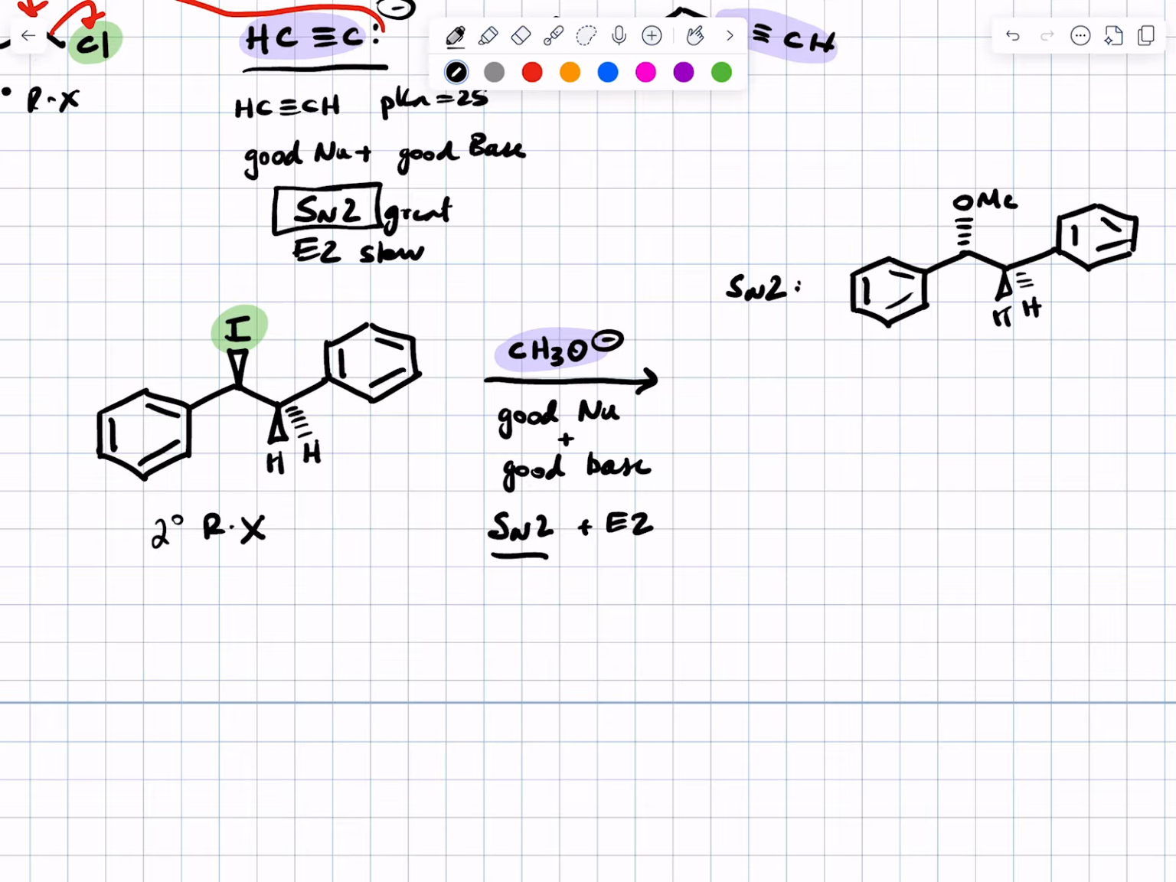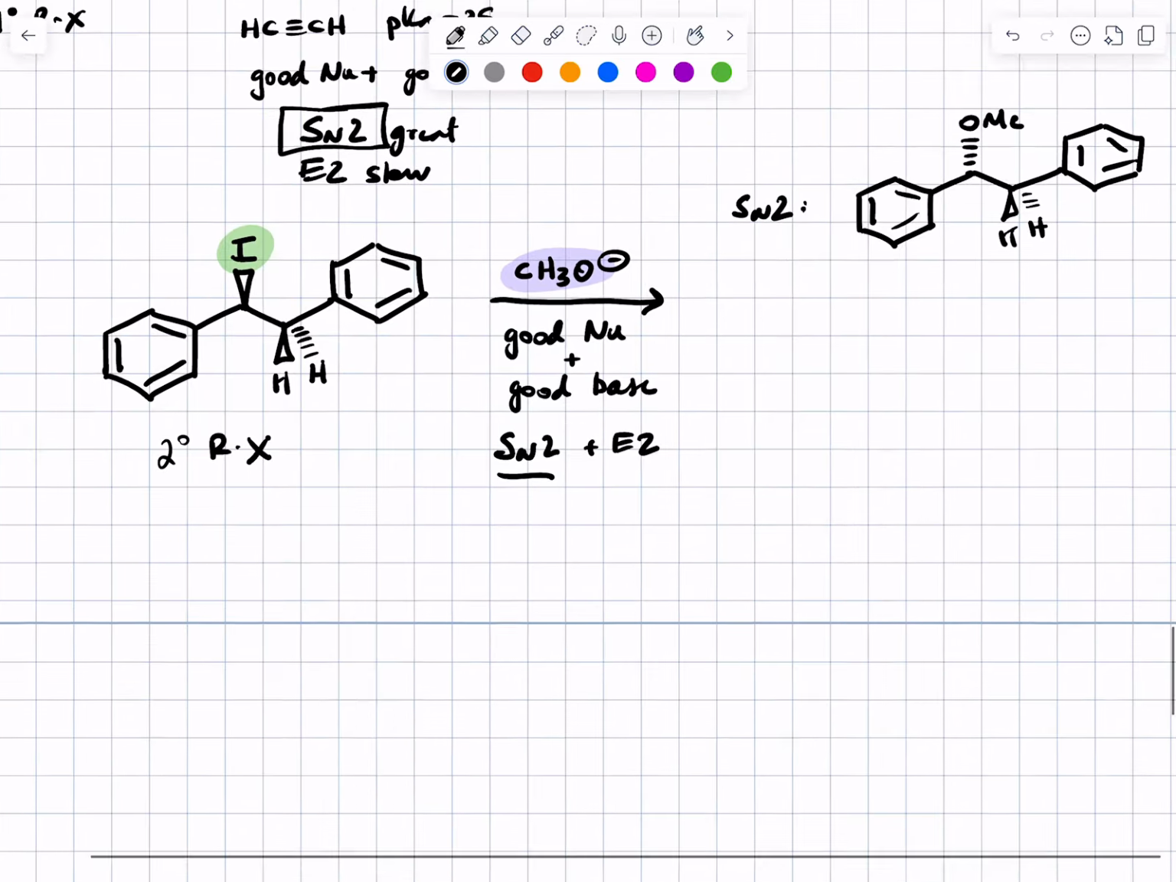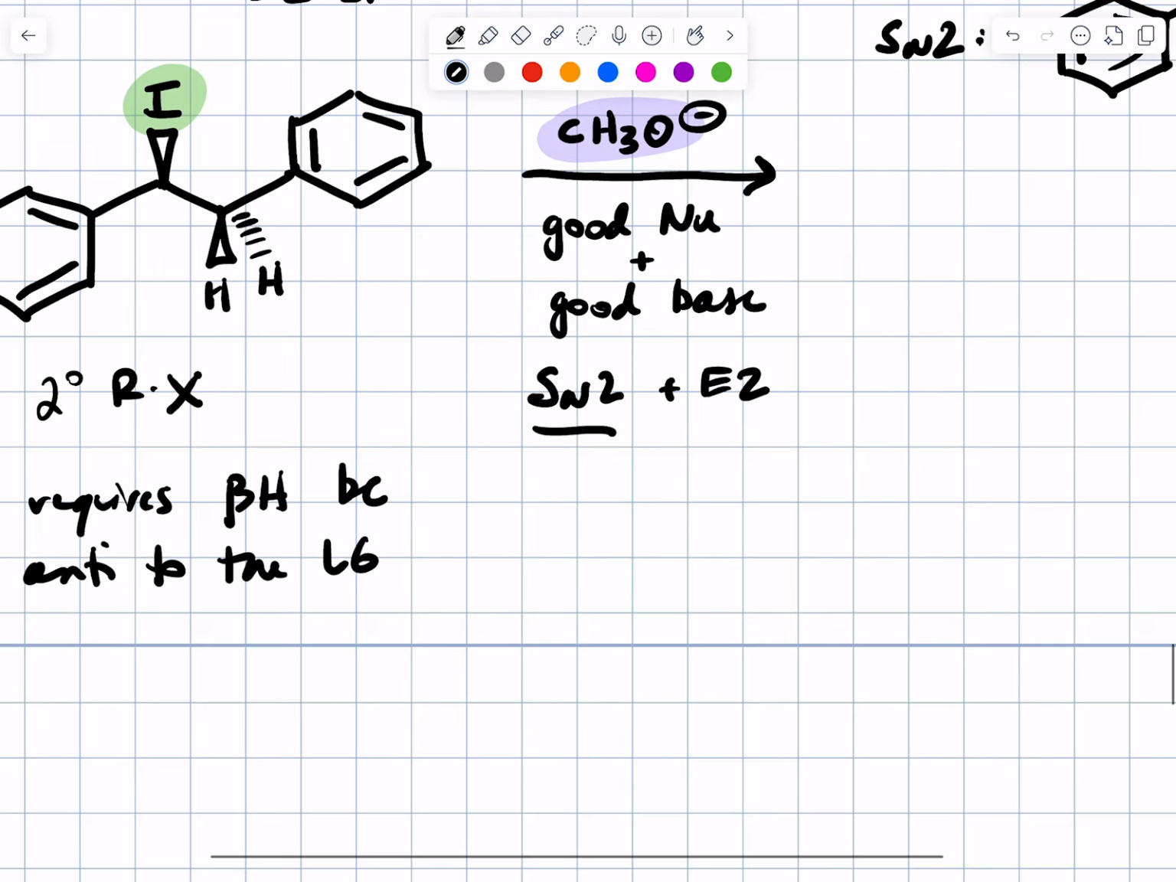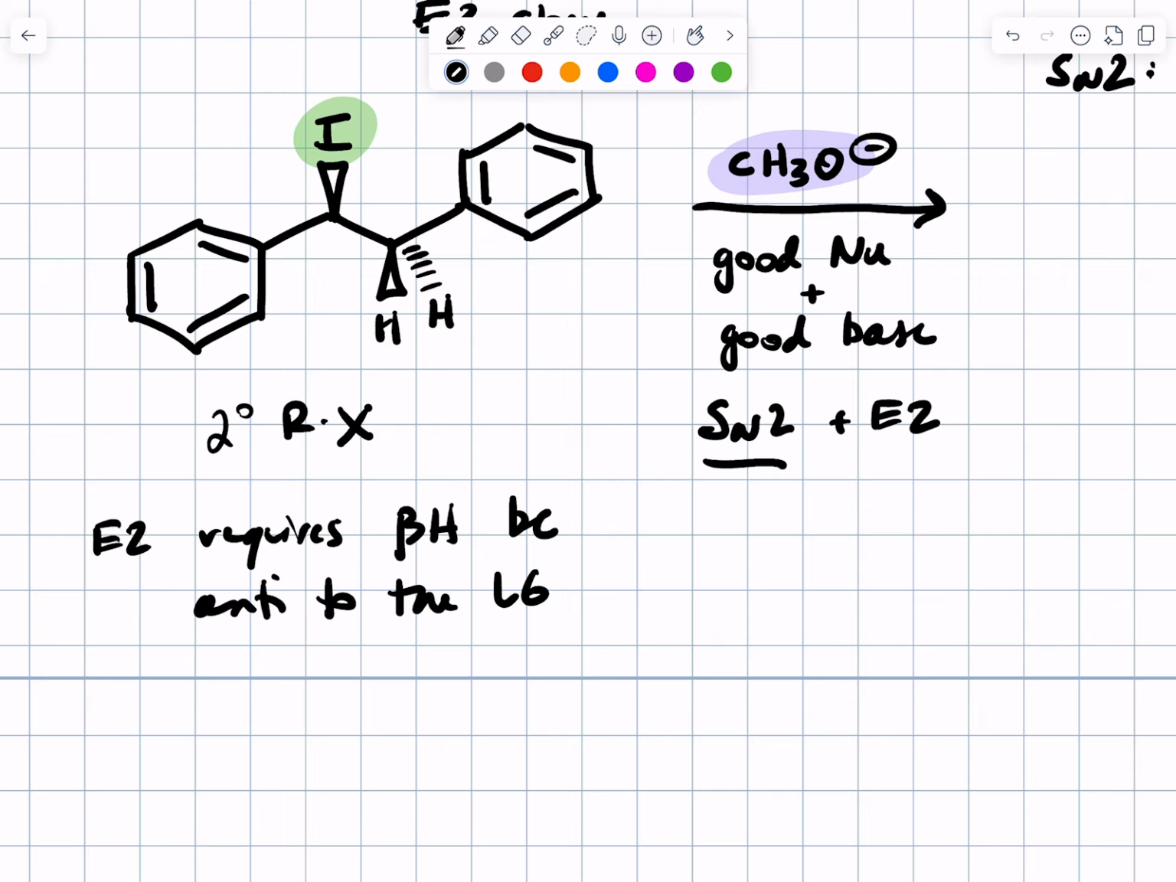Now, how about the E2 product? Here's where you want to be a little bit careful, because remember, E2 requires that the beta proton be anti to the leaving group. As you get more experience, you may be able to do this in your head. At the beginning, you should probably work with either a model set or draw some Newman projections.